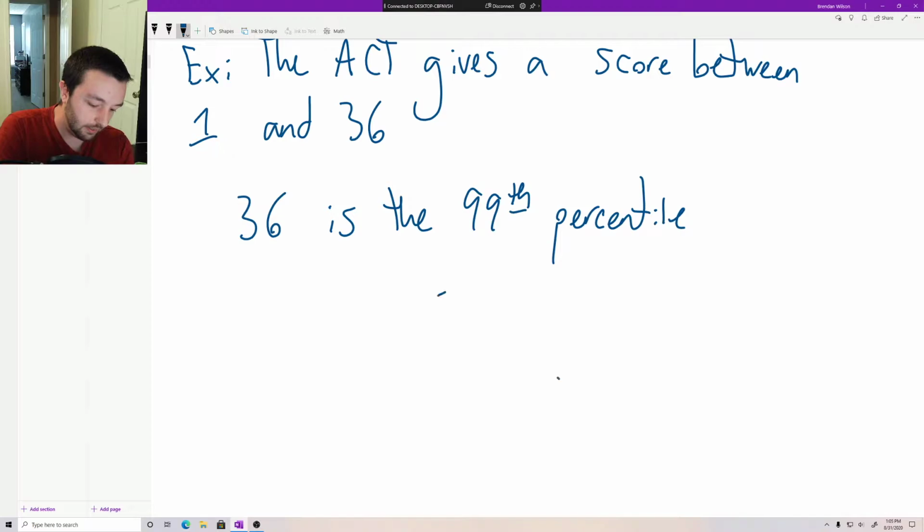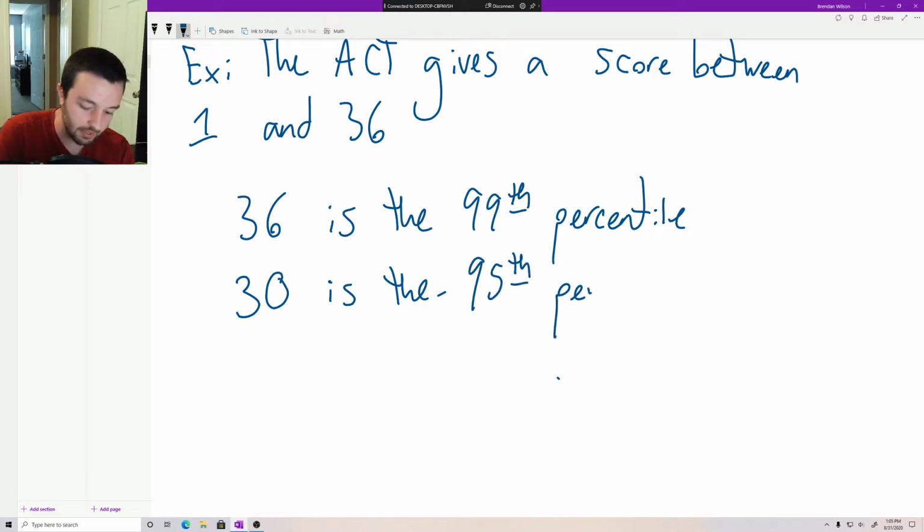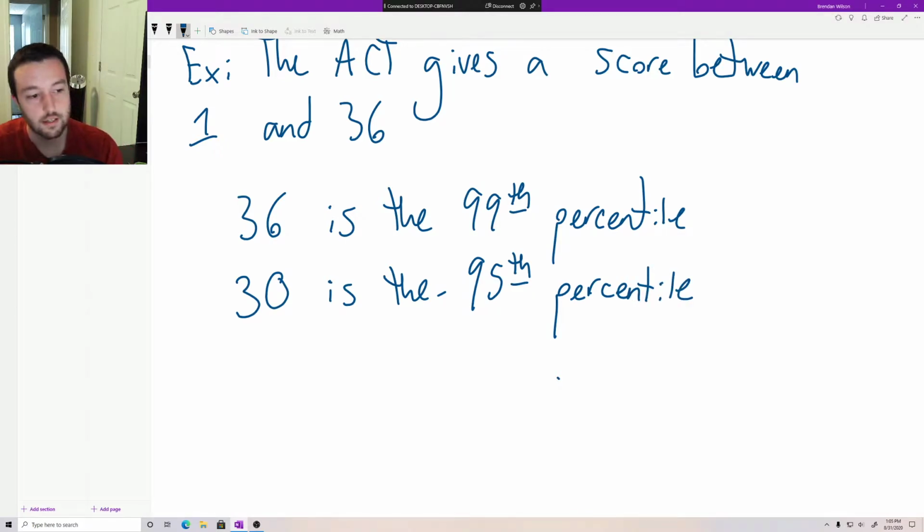A 30, for example, is the 95th percentile. Okay. So if you got a 30 on the exam, that means that you did better or the same as 95% of people, right? So these are all still great scores.